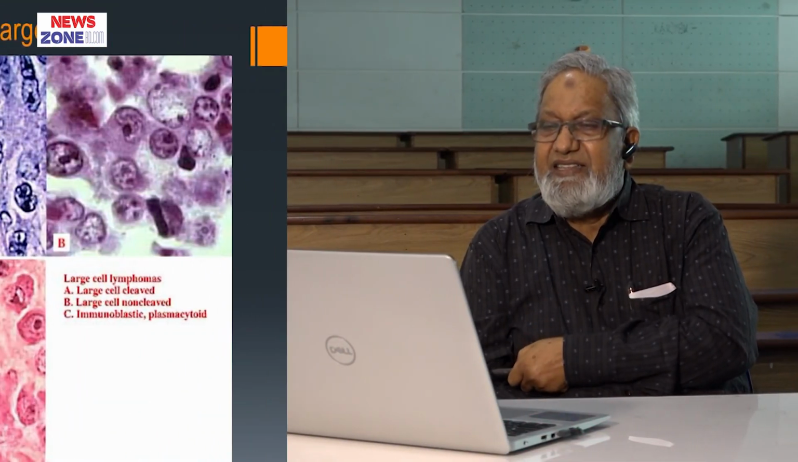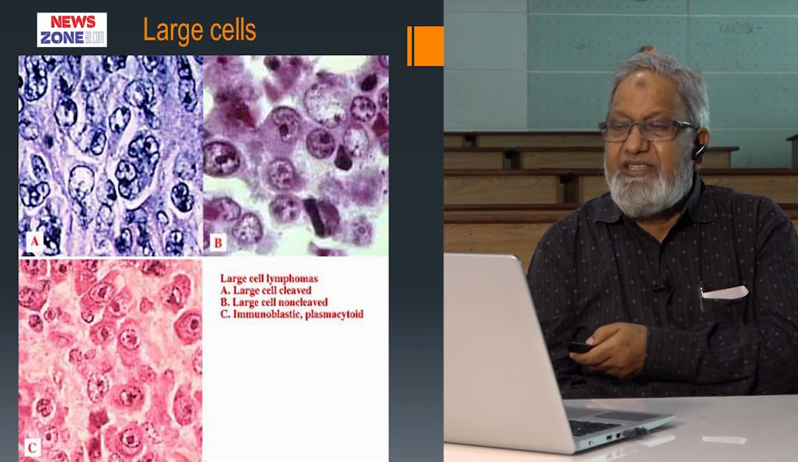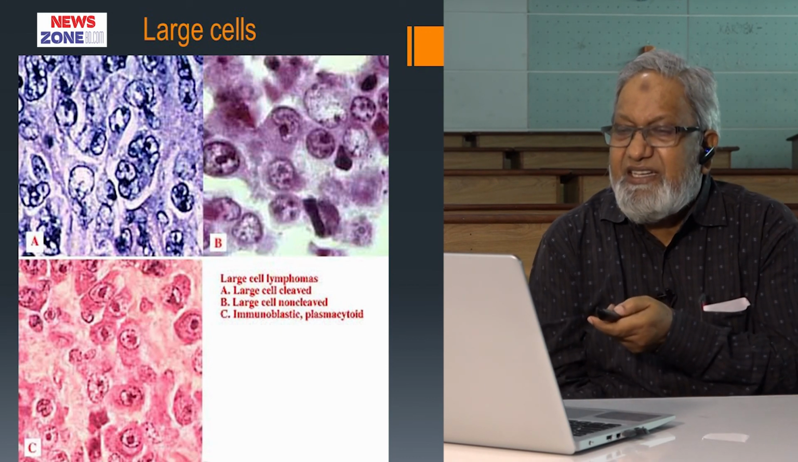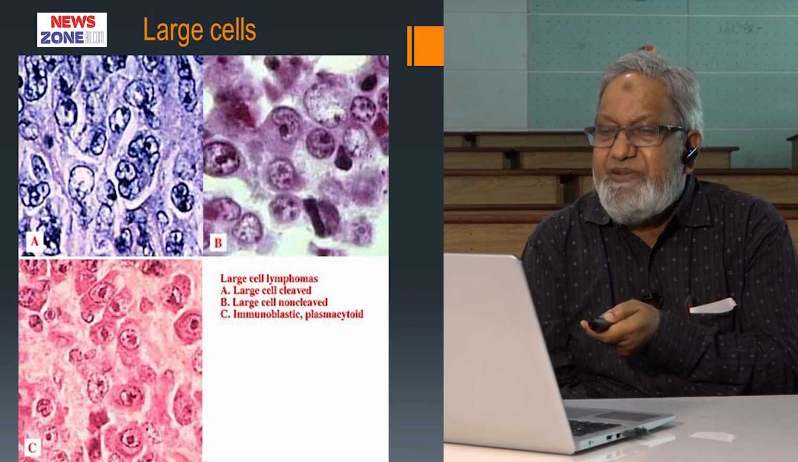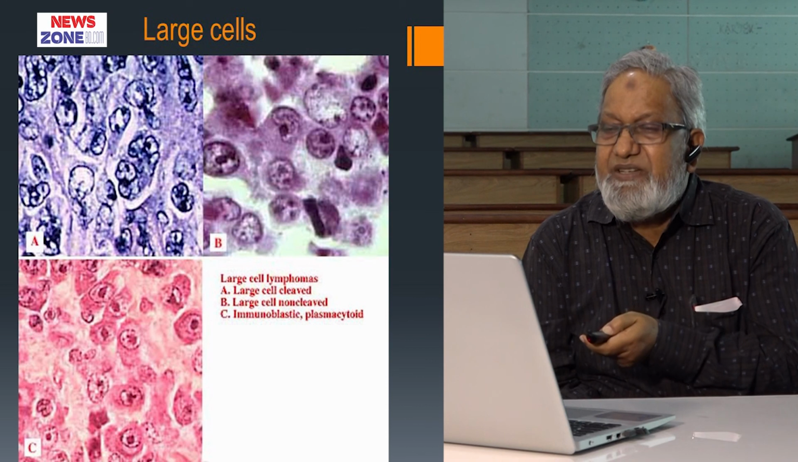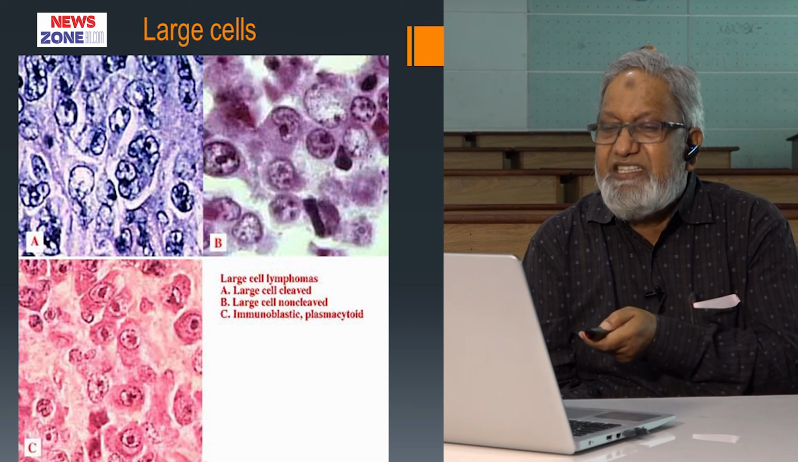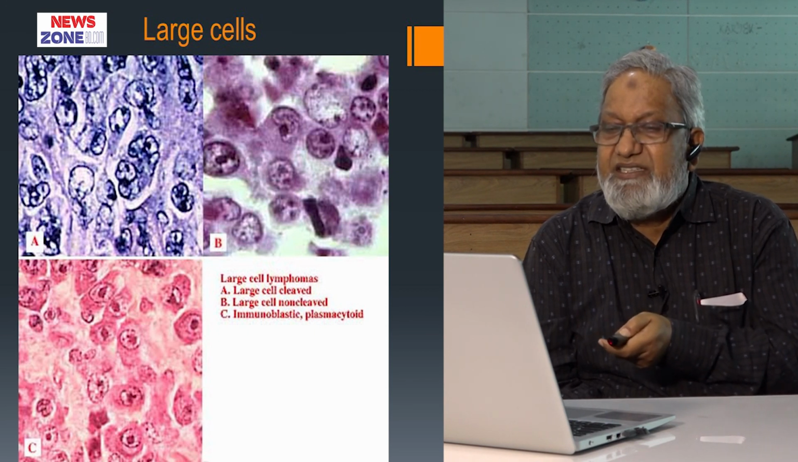And then the last slide is large cell lymphomas. What are the cell types? Large cell cleaved. These are large cell cleaved, and the large cell non-cleaved varieties. These are the cells, and the immunoblastic, that is plasmacytoid cells.